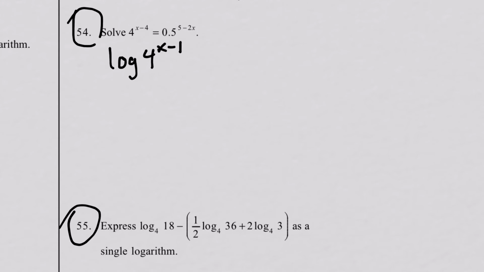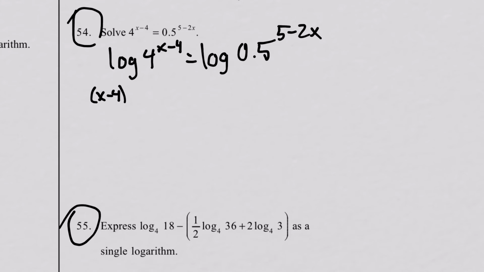Log of 4 to the power of x minus 4 equals log of 0.5 to the power of 5 minus 2x. I am going to bring down both of my exponents to the front of my logarithm. So it's going to be x minus 4 times log of 4. And notice that I'm using the common log, base 10, because I have a feeling that I'm going to need my calculator. Maybe not, but we'll see. Same thing here, I use base 10. You have to use the same base on both sides. Equals, in parentheses, 5 minus 2x times log of 0.5.